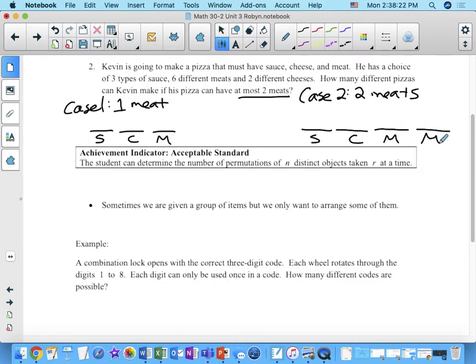Okay, how many options for sauce? 3. How many options for cheese? 2. How many options for meat? 6. So this one is 3 times 2 times 6. Okay, let's move on to case 2. How many options for sauce? 3. Options for cheese? 2. Options for the first meat? Options for the second meat?